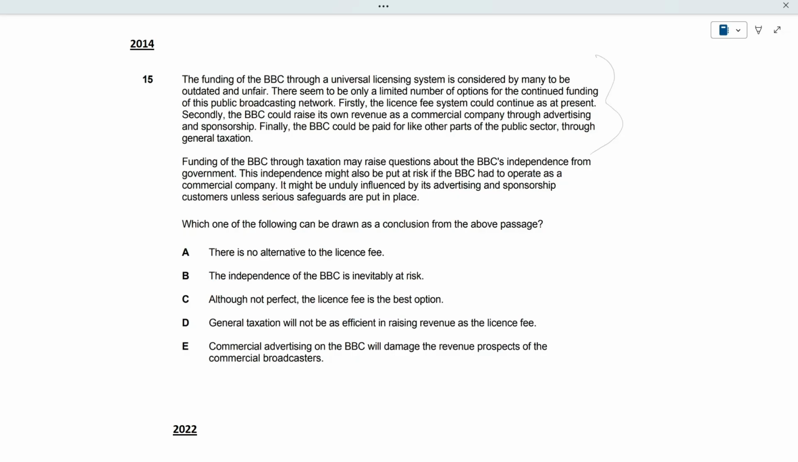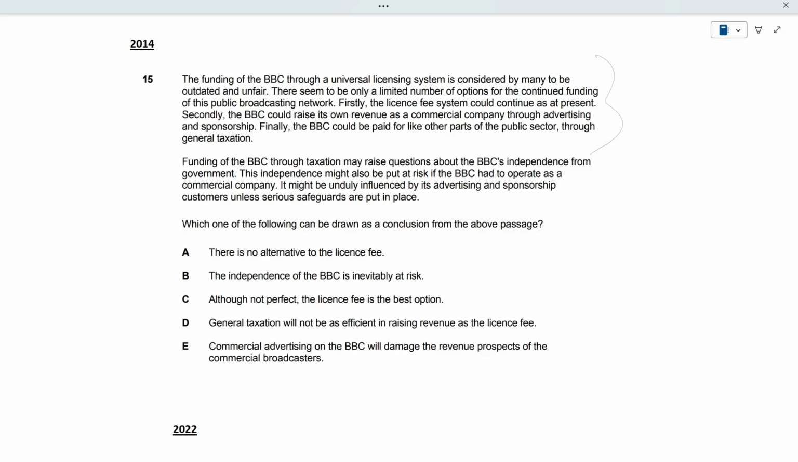This is almost totally irrelevant because all it's doing is discussing various options, it's giving you a load of facts, but there's no actual argument of substance at the moment, there's no premises yet, so we're going to see what the second bit says. Funding of the BBC through taxation may raise questions about the BBC's independence from government. This independence might also be put at risk if the BBC had to operate as a commercial company. It might be unduly influenced by its advertising and sponsorship customers unless serious safeguards are put in place. So as you can see, there's no explicit conclusion here. It's almost like an unfinished argument. So we have to finish the argument by picking the correct conclusion. This is all just a bunch of premises. We need to finish the argument.